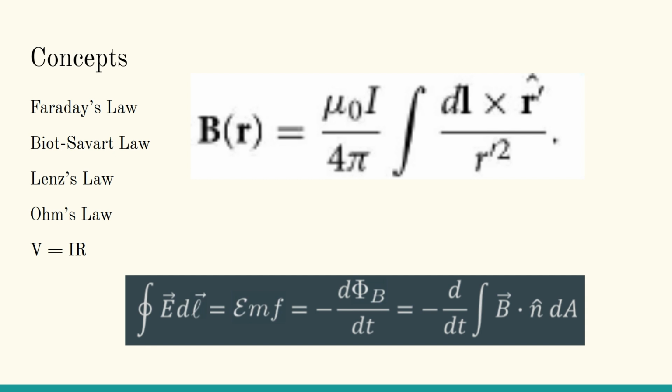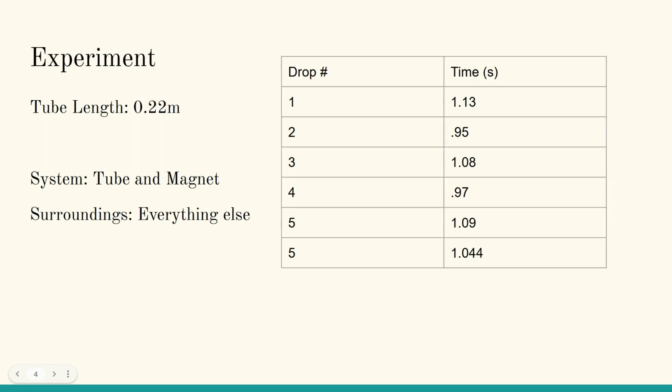So some of the key concepts here are Faraday's law, which is this formula down here, the Biot-Savart law, which is a formula right here, Lenz's law, which is responsible for the negative in Faraday's law, and Ohm's law, which states that V equals IR.